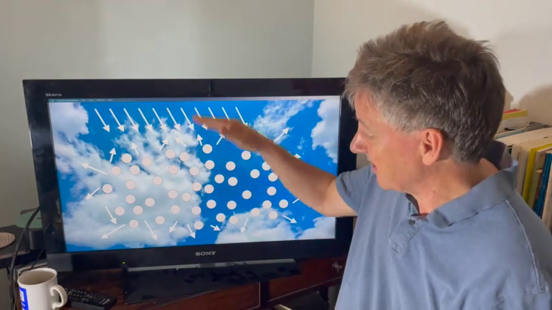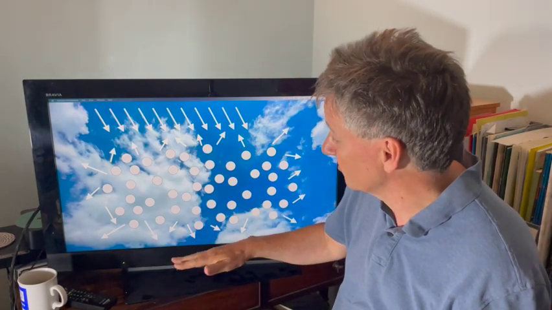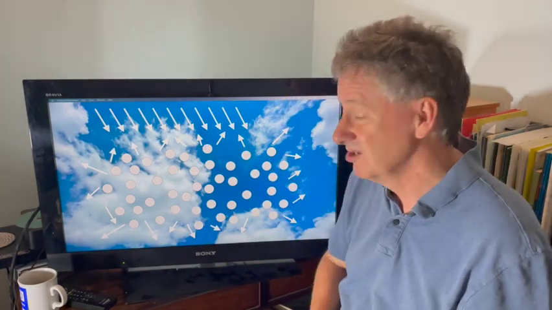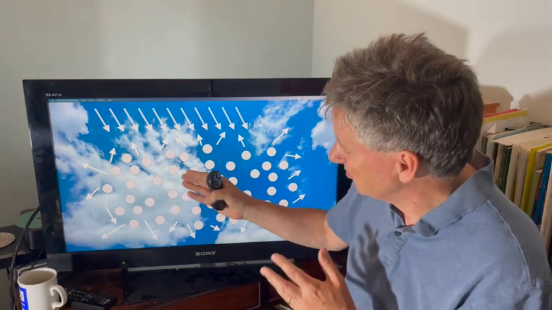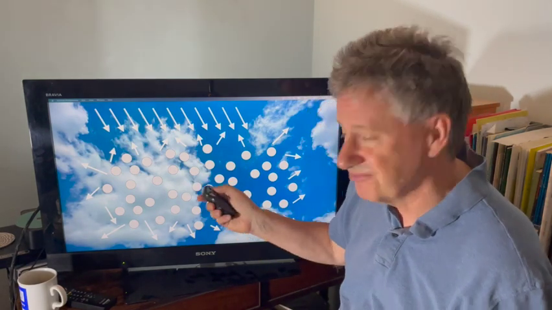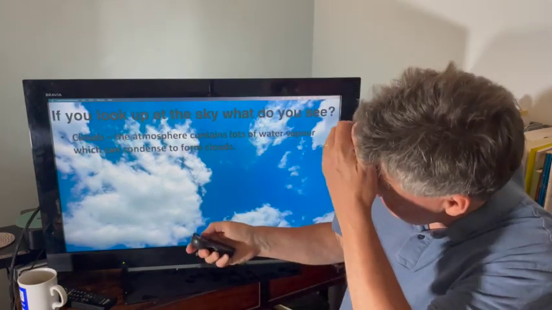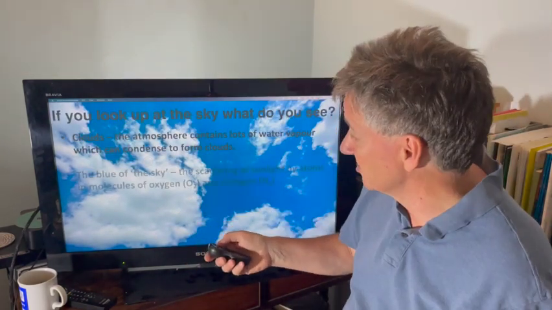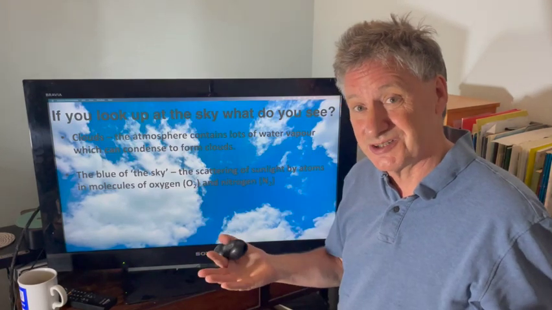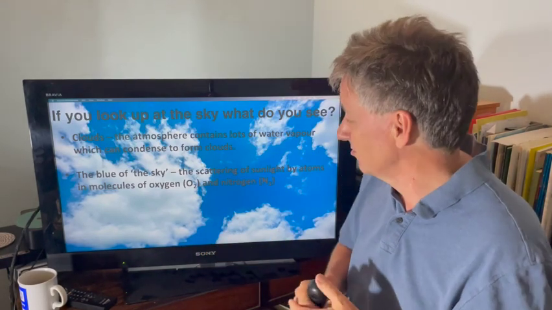Now, if it gets very thick, the bottom of the cloud can look grey because there's not much light making its way through, but the tops of the clouds always look white. So when we look up, we see clouds, and that's because of this scattering process. So let's take a look at the other thing we see, which is blue, and that's also due to scattering, but it's a different type of scattering called Rayleigh scattering.